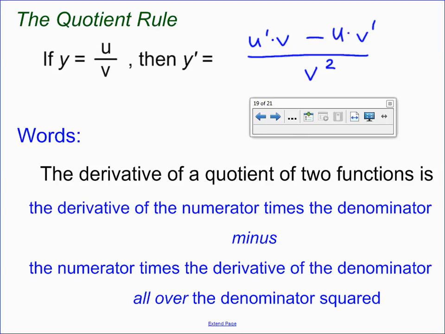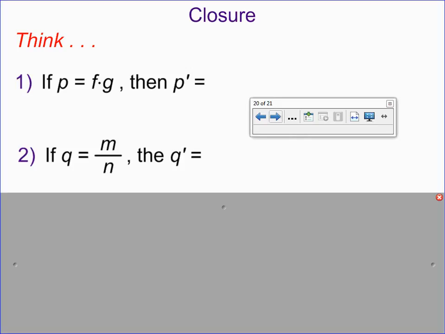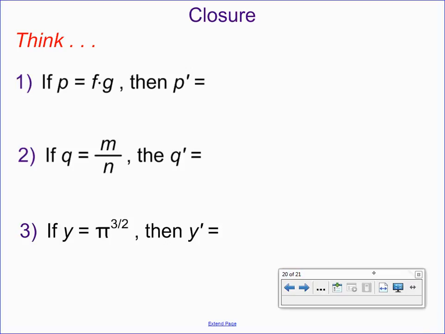Now, back on your note sheet, let's go ahead and complete our closure for the day 1. For product and quotient rules, everybody back on your note sheet, please. And you can complete with prime notation on your regular note sheet for day 1. If P is F times G, then P prime equals. If Q equals M over N, then Q prime equals. And last, but certainly not least, if y is pi to the 3/2, then y prime equals. Be ready to share, and I'll call on you in just a minute.